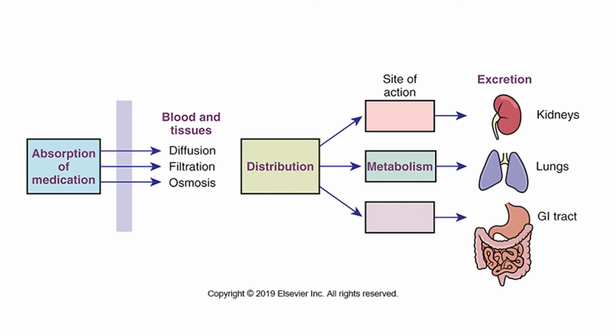Okay, so typically it's usually kidneys, lungs, and GI tract. That's your excretion areas. Okay, so we will talk a little bit more in depth about those, but I just wanted you to see the process there. So absorption, distribution, metabolism, and excretion.